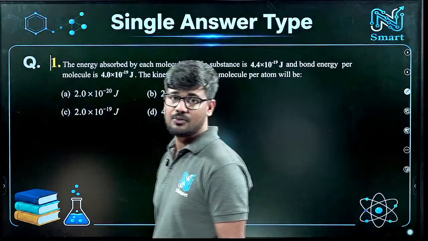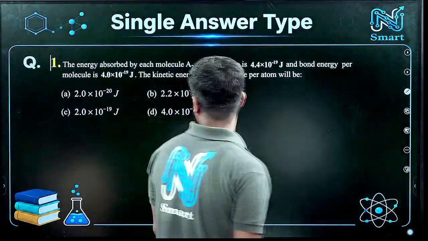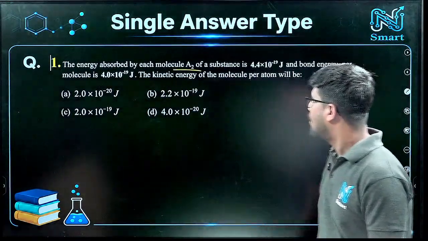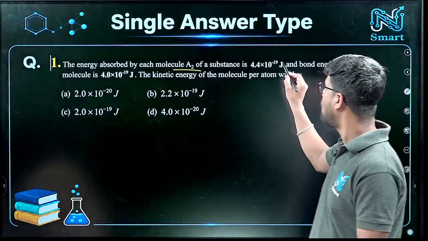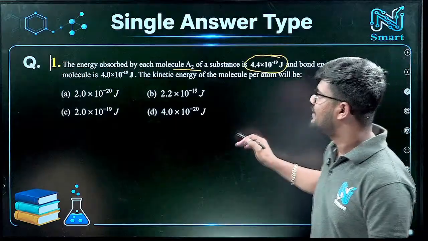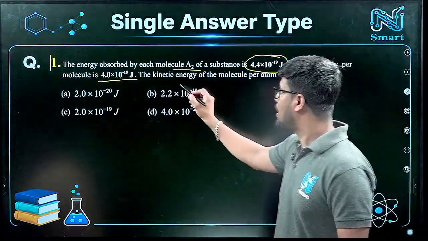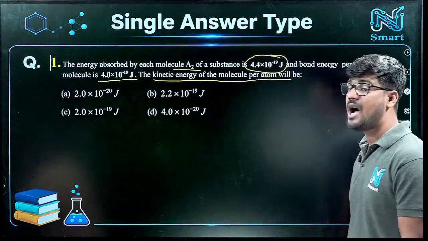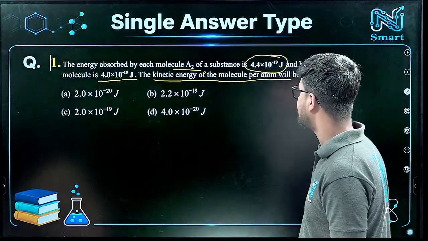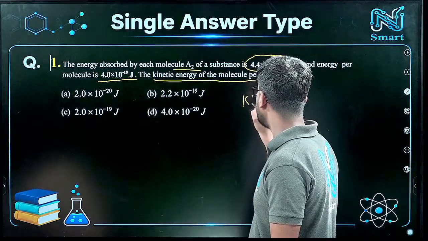Can you solve this question within 30 seconds? Just check. The energy absorbed by each molecule A2 of a substance is 4.4 into 10 to the power minus 19 joule. Bond energy is given 4 into 10 to the power minus 19 joule. So you have to calculate kinetic energy of the molecule per atom. So what will be the answer in this case? Just mark your answer. See, in this case, how to find out kinetic energy?